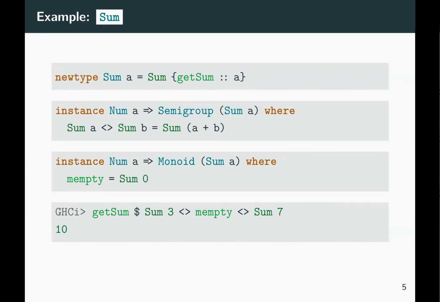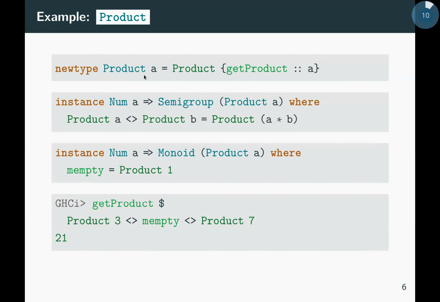Yeah. Okay. So Sum A diamond Sum B is just Sum of A plus B. But for that to hold, of course, A must be a numeric type. And then it's also a monoid. As I said before, the neutral element is just given by 0. And similarly, we have Product, which also gives a semigroup and a monoid instance for numeric types. The diamond operator is multiplication, and the neutral element is 1. So I think I've done all of that last time already.